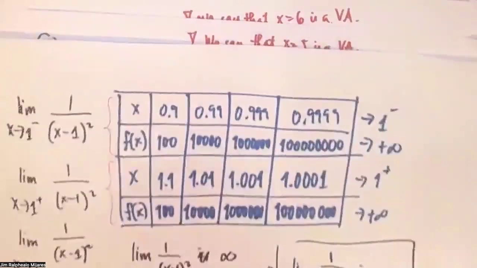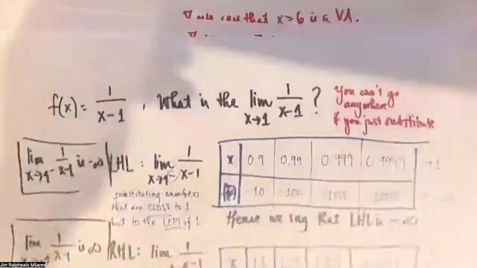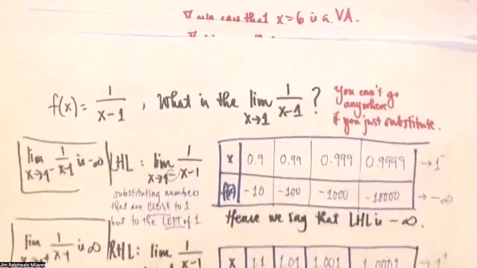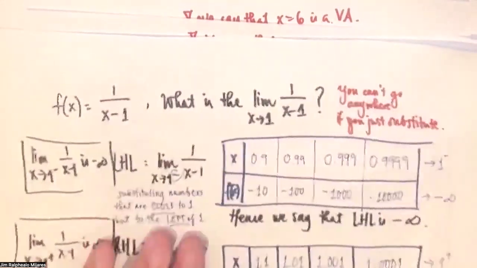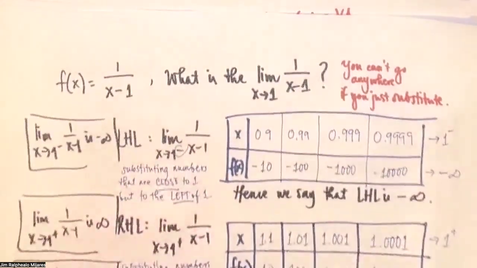So that's it. That's video number one, which is limits at infinity. The next video is infinite limits, where there's a little bit of nuance, but I think you'll be okay.